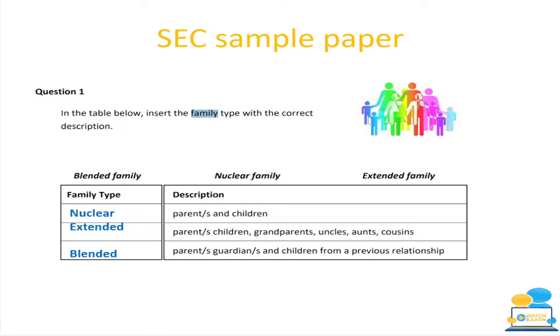My third one is parents, guardians and children from a previous relationship. So I'm thinking of the likes of Kamala Harris, the Vice President of America. And then I'm thinking blended. So I'm going to write blended, make sure that I've written everything in. And if there was one that I didn't know, I don't have to go in order, okay? I can pick whichever one I want and then just narrow it down to what is left. So this is an example of being able to label the family types according to a description.